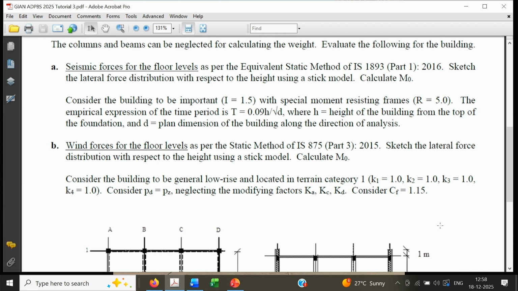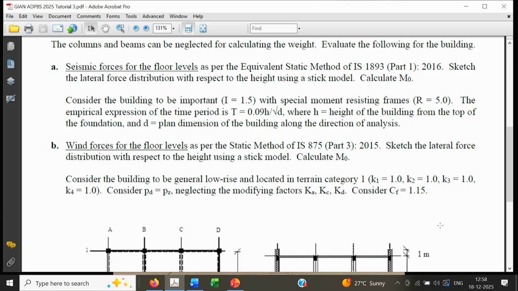These parameters I have just given as some representative numbers. This is my expression for the time period. The time period is primarily affected by the height of the building and the lateral dimension. This is also an empirical relationship. For a rectangular type of building, this formula is good enough.